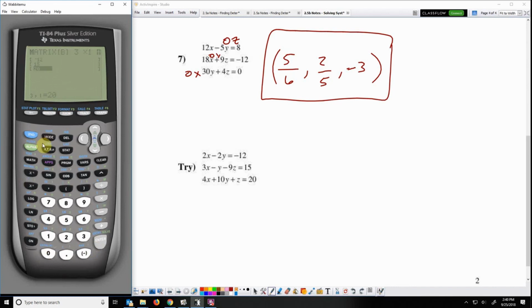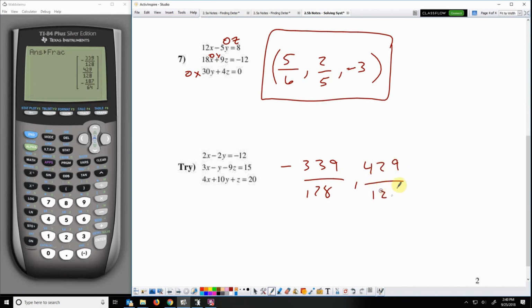Okay, so second quit. Now I'll call up second matrix 1 inverse times second matrix 2. And I've got those decimals. Math, enter, enter to get a fraction. So I get -339 over 128, 429 over 128, and -187 over 64.